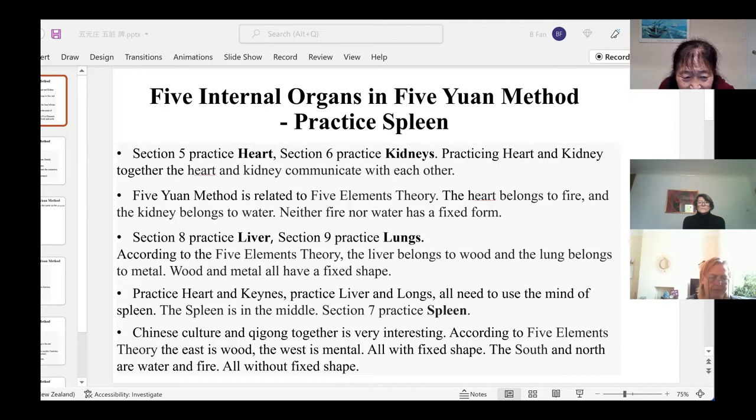And in Chinese culture, it is very interesting together with Qigong. According to the five elements theory, the East is wood, and the West is metal. The East and the West always have a fixed shape. The wood with some shape, you can move it, you can keep it. And the metal, you can keep it, you can move it. So that's East and West. But the South and North are water and fire from the five element theory. So those are without fixed shape.